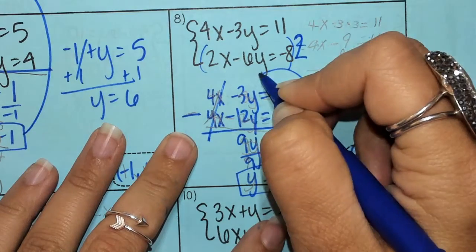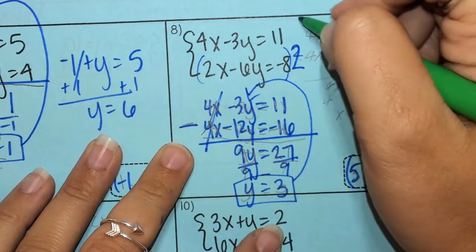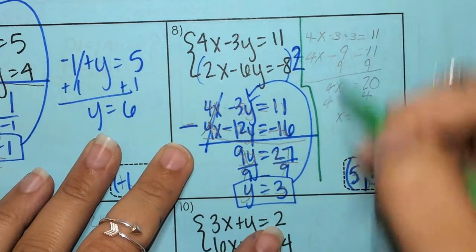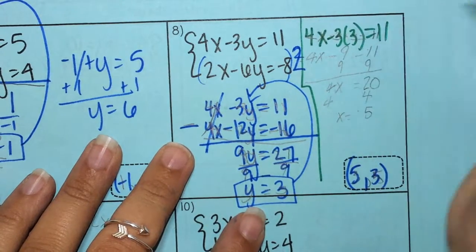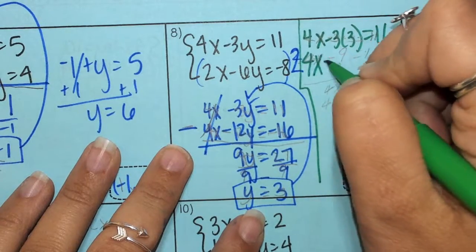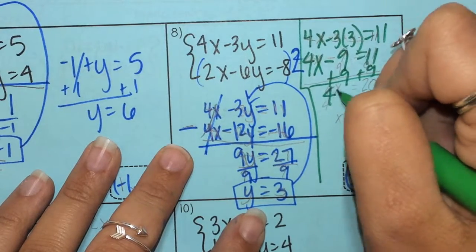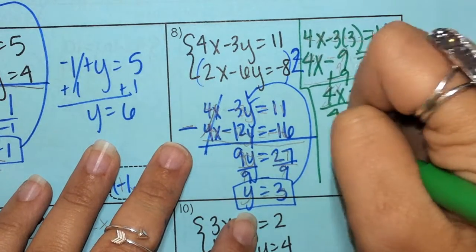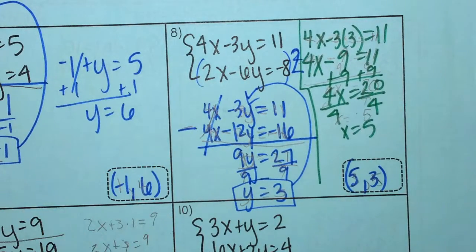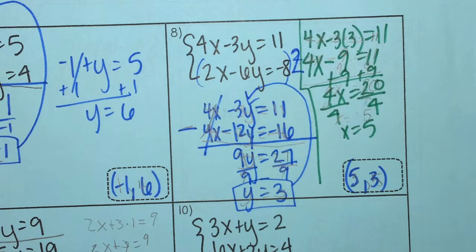So now we're going to take this and plug it into the top equation. I'm going to change colors. Make it green. So we have 4x minus 3 times 3 equals 11. Then we have 4x minus 9 equals 11. He added 9. 4x equals 20. Then he's going to start writing his division sign, and he got x equals 5. And then he should write it as x first, then y. So it's 5-3.